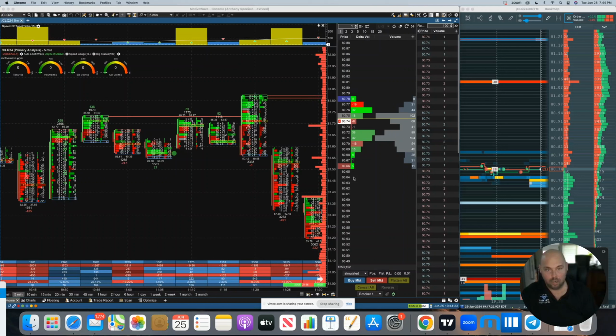This is telling me kind of where the imbalance is. Sometimes there will be a very large imbalance, and some of those areas, either of buyers or sellers, can act as key levels of support and resistance.